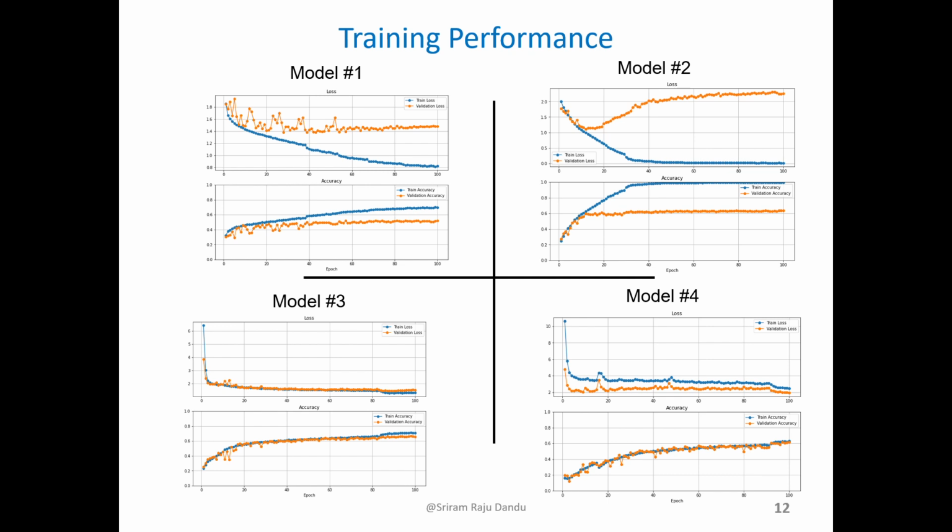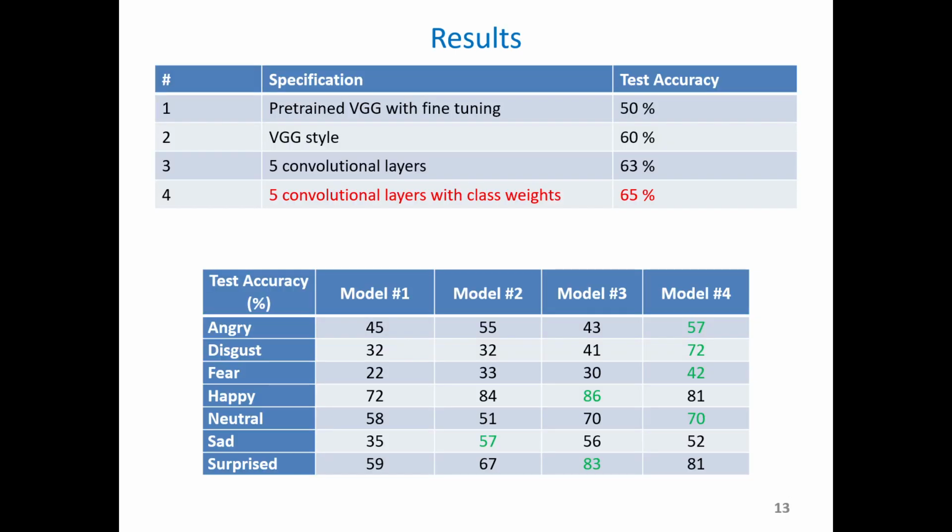The performance of models during training is shown here. Model 1 and 2 overfit in the early stages of the training, whereas model 3 and 4 appear to do better because the training and the validation losses track each other very well in model 3 and model 4. Model 4 has the best test accuracy of 65%.